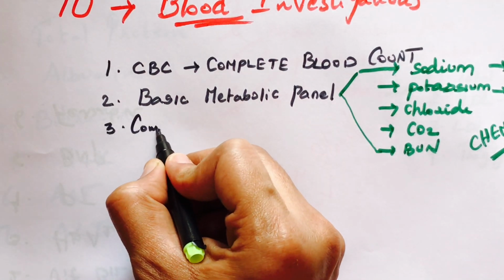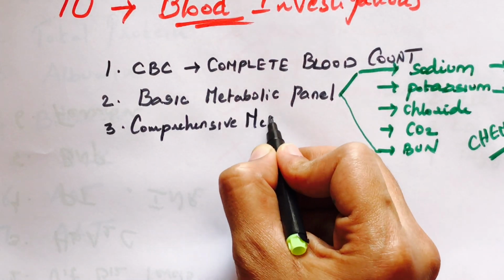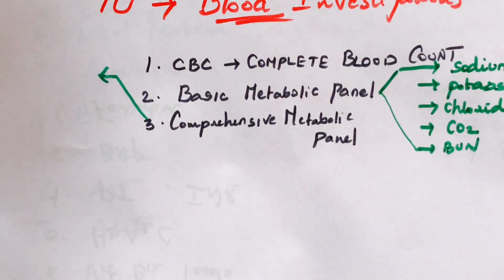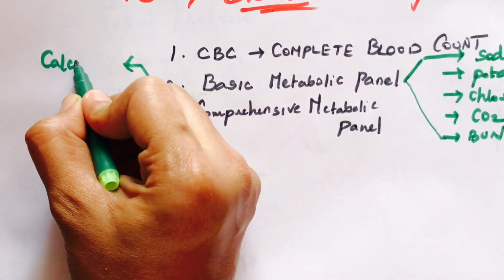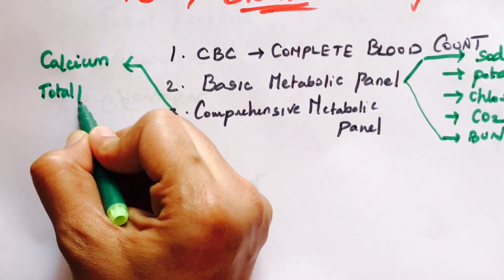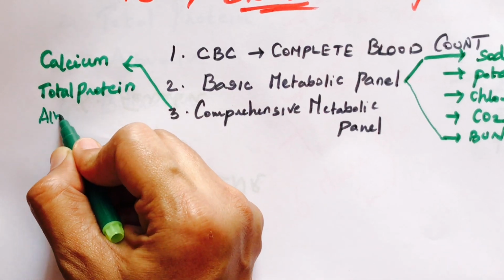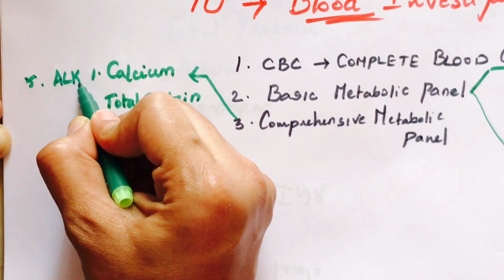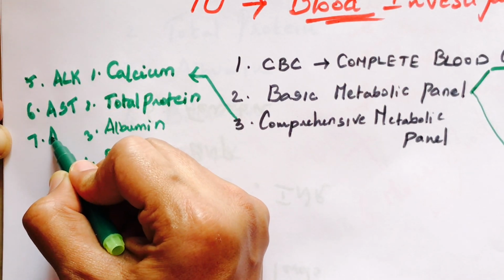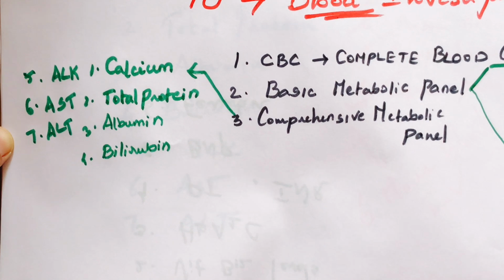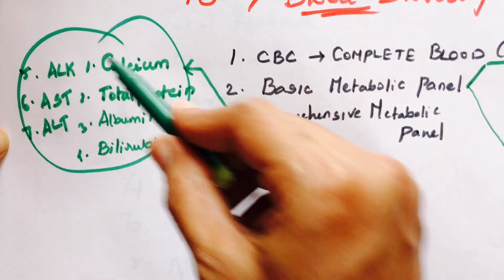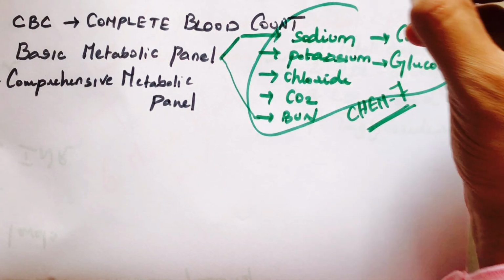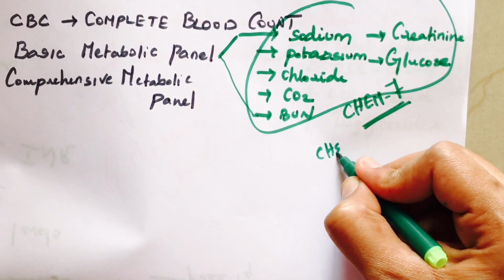Next comes comprehensive metabolic panel. This includes additional electrolytes, which are calcium, total protein, albumin, bilirubin, alkaline phosphatase, aspartate transaminase, alanine transaminase. So a total of these 14 electrolytes are referred to as Chem 14.